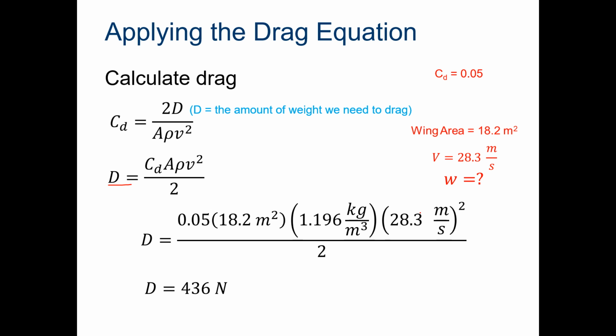Here you can see that we know our velocity, which is 28.3. We know that our air density is 1.196. And then we had the area of our wing, which is 18.2. Again, that's how we work through this problem to get our answer of 436 newtons.